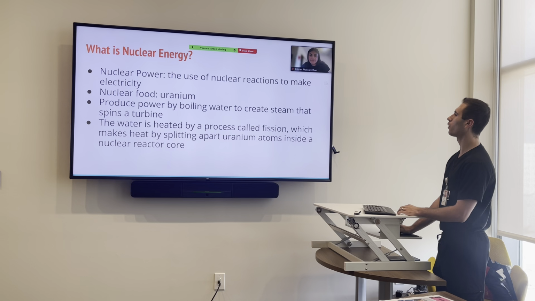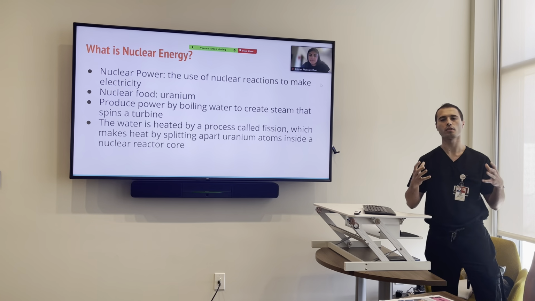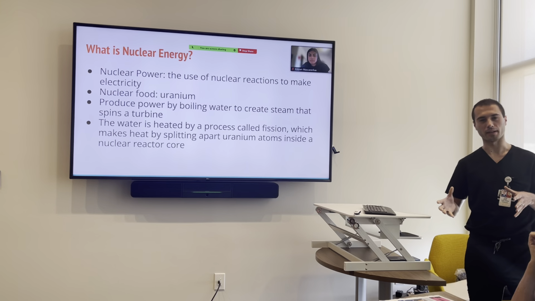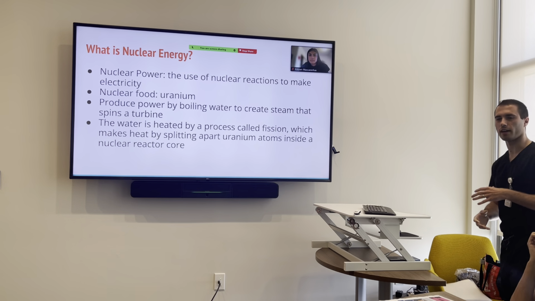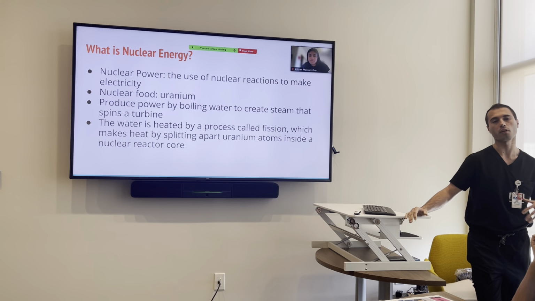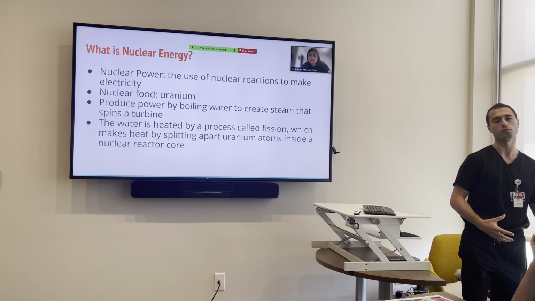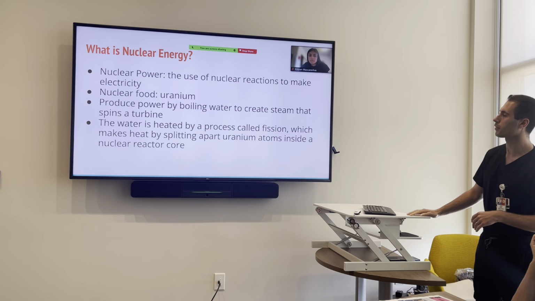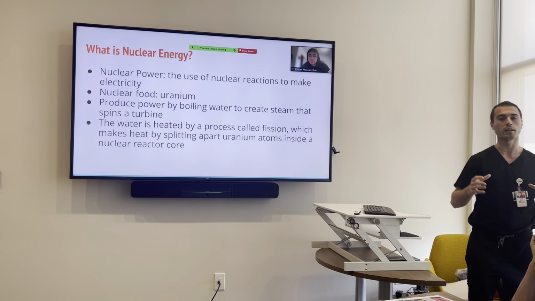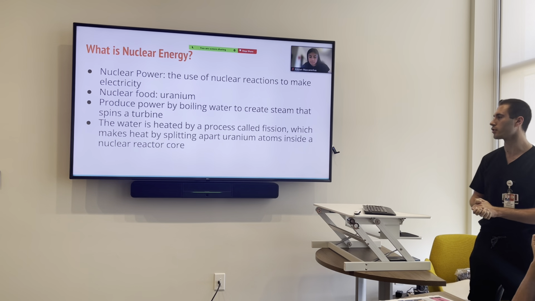So we'll start with what nuclear energy is. The idea of nuclear power, I'm not sure if anyone saw Oppenheimer recently, which is one of the big movies about nuclear. It's the use of nuclear reactions to make electricity. The nuclear fuel is technically uranium, but there are other things you can use to create nuclear energy, like plutonium and other novel elements that are coming out. The basic idea is we're boiling water to create steam that's going to spin a turbine, and I'll show you that in an image coming up.